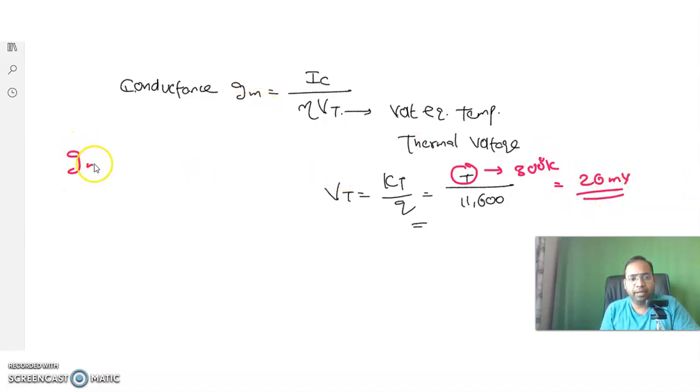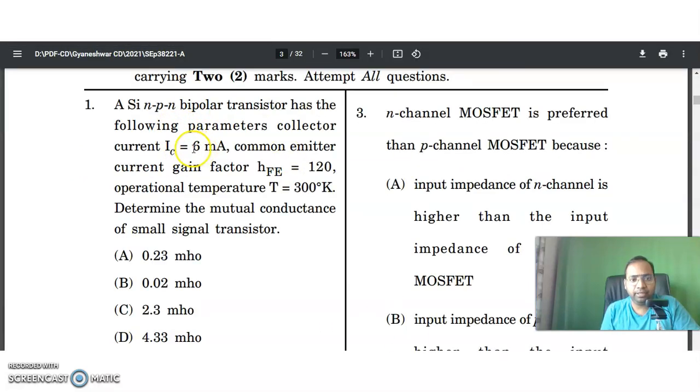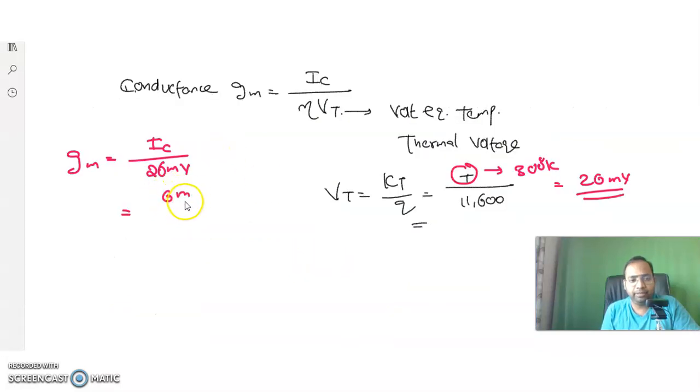Now the transconductance gm is equal to IC divided by eta Vt. In the question they mentioned it is a silicon transistor, so let's take eta as 1, and Vt I am taking as 26 millivolts at room temperature. The IC is mentioned as 6 milliamperes, so 6 milliamperes divided by 26 millivolts. Cancelling the milli, it is 6 divided by 26. All of you simplify this one. What is the value we are getting?